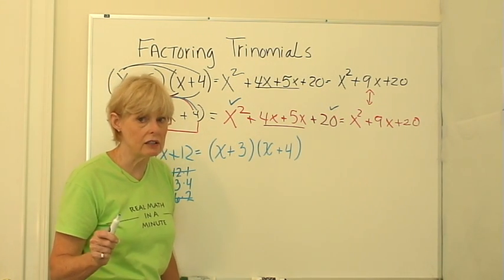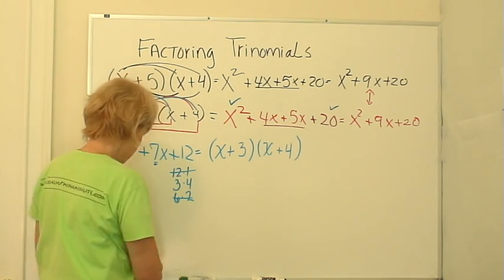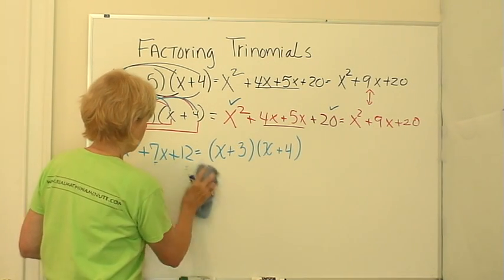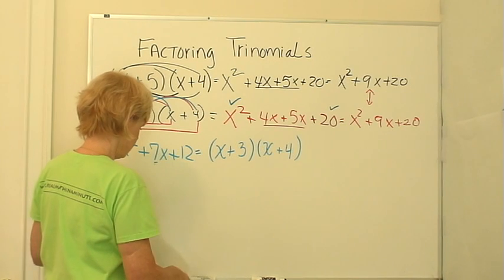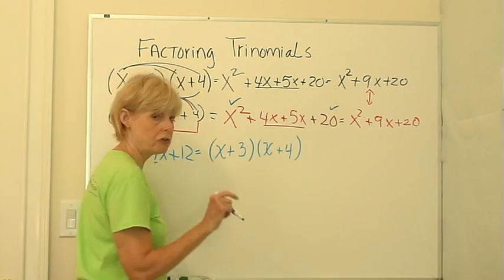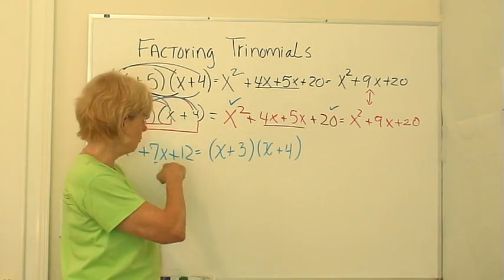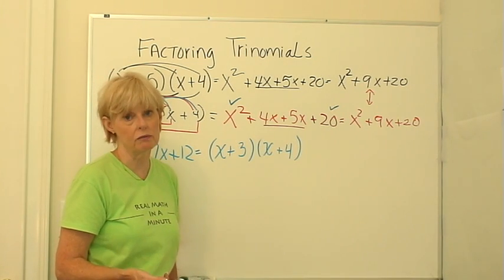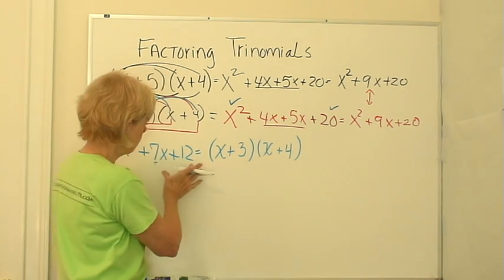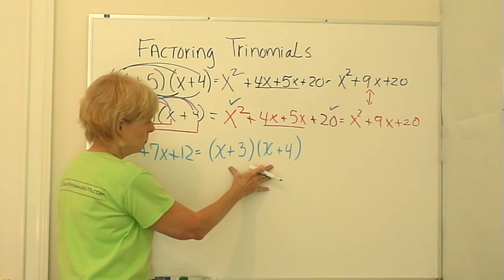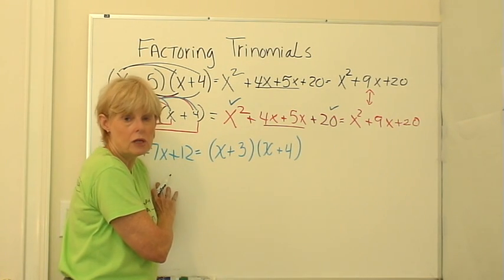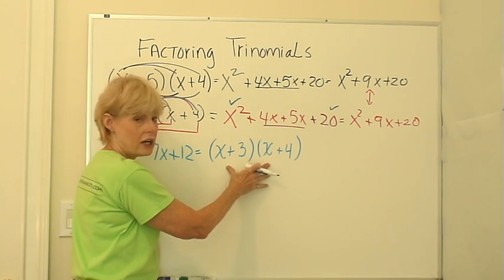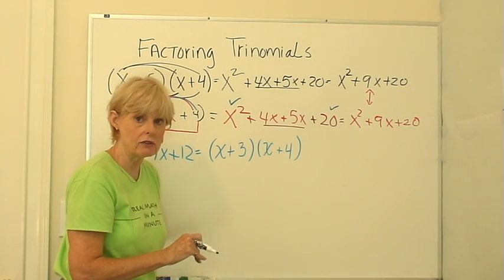How do you check it? Well, watch. Here we go. Get this out of the way. All right, so to check this, we're going to multiply it back together and see if we got what we started with. That's all. Because this has to mean the same as this. So if we multiply this out and we don't get this, then we're wrong. If we multiply this out and we do get this, we're right.